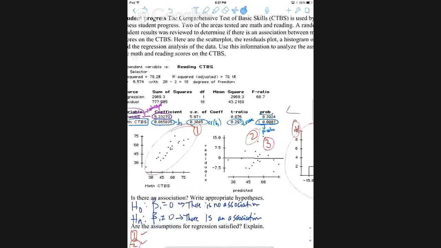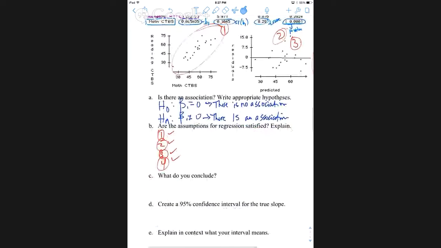So let's go back down to our conclusion here. What do we conclude? Well, I'm going to conclude, sounds like cuckoo. What do you conclude? Well, since our p-value is, I'm going to say, incredibly small.